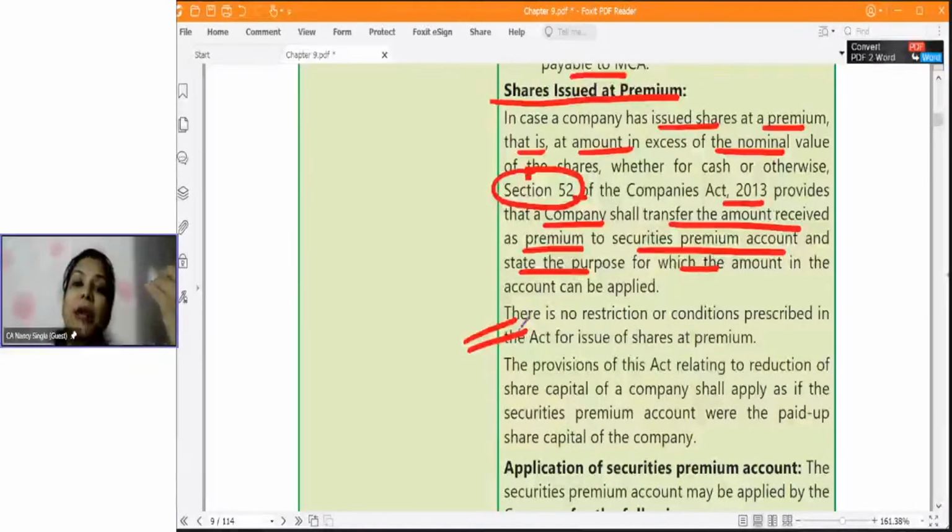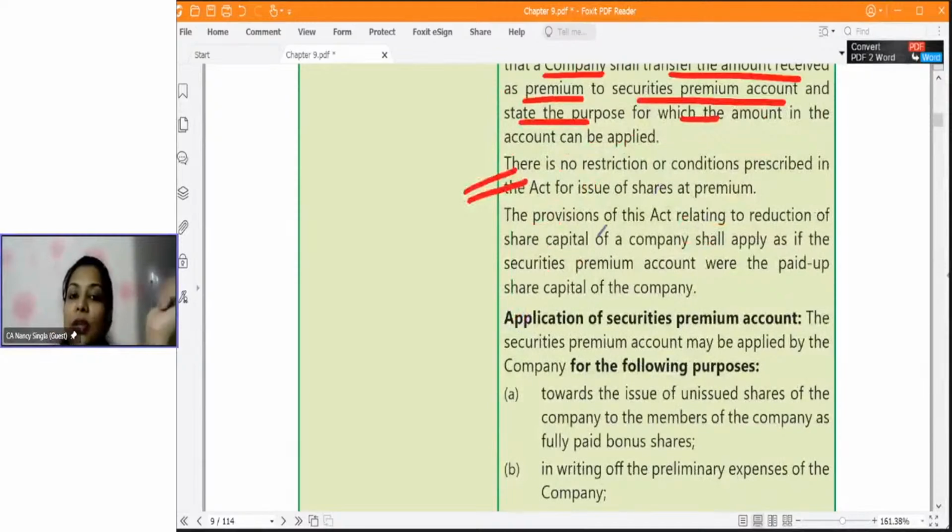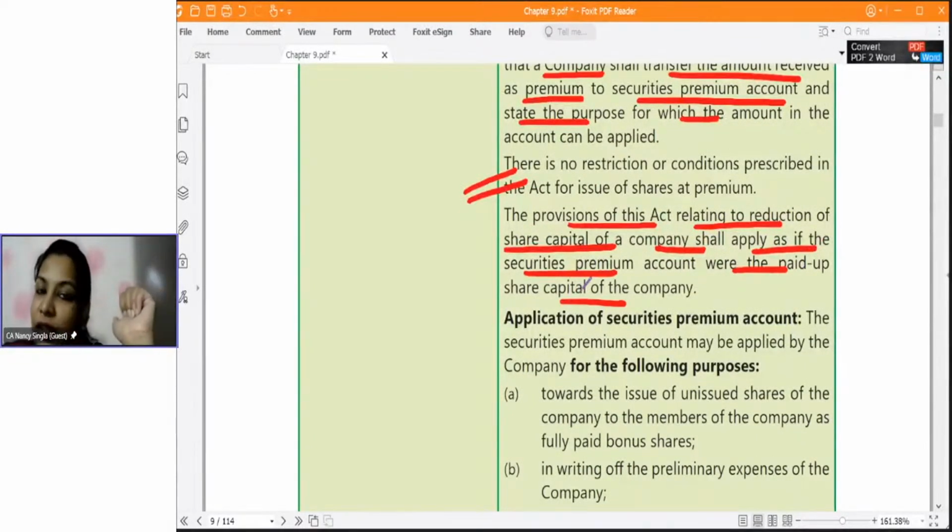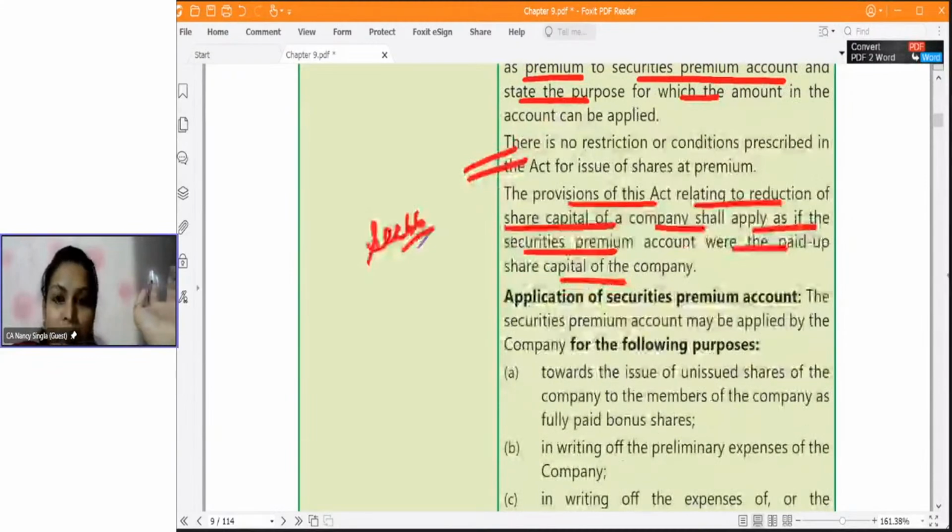And if such amount is not utilized for the purposes mentioned in section 52, then the provisions of this Act related to reduction of share capital shall apply as if the securities premium account were the share capital of the company. है ना? If the securities premium account is not utilized for the purposes specified in section 52, तो जैसे आप reduction of share capital में whatever provisions are applicable, and what are the provisions, section 66 में we will be doing this in detail, that will be applicable.